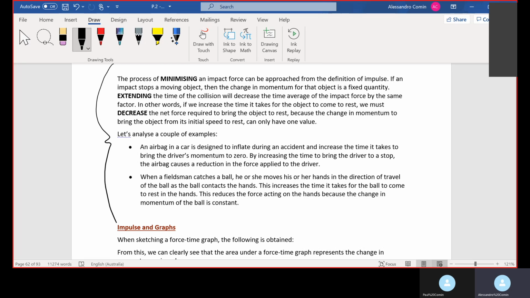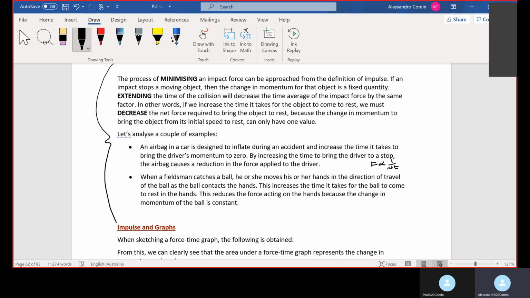This is how safety features in cars work. So we have an airbag in the car, for example. It's designed to inflate during an accident, and it's designed to increase the time it takes you to reach 0 speed, because it's like a pillow. It's like a big airbag. So because of the time taken for you to reach 0, the airbag is going to reduce the force applied to the driver, because we have F is proportional to 1 on delta t.